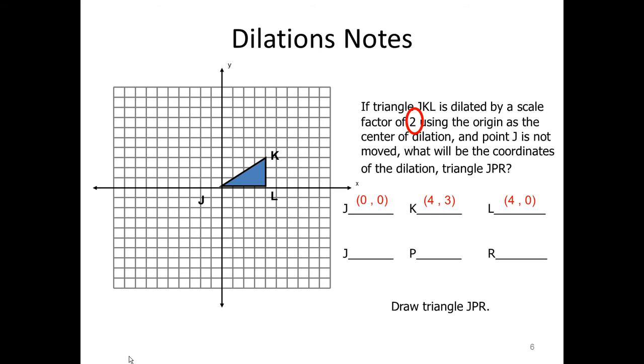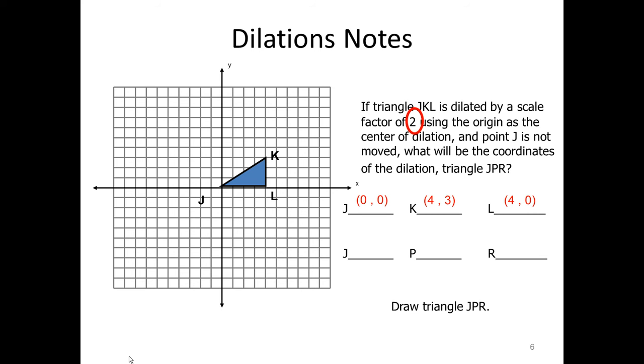Now remember, scale factor shouldn't make you cry. All you have to do is multiply. You can determine the side lengths and multiply each of the side lengths by 2. So the side length JL is 4 units long. So my new side length should be 8 units long, twice as big. But instead, I'm going to go ahead and apply the scale factor to the ordered pairs.